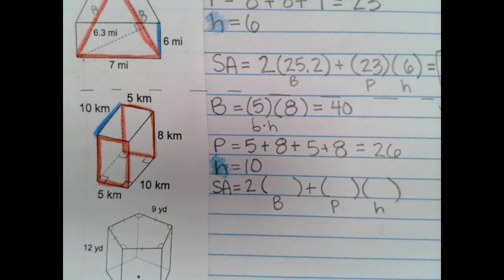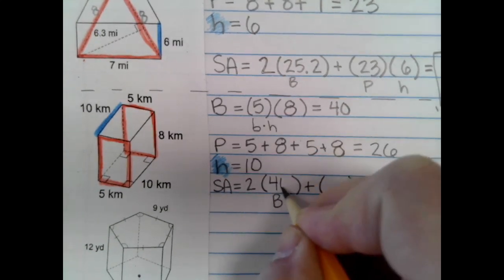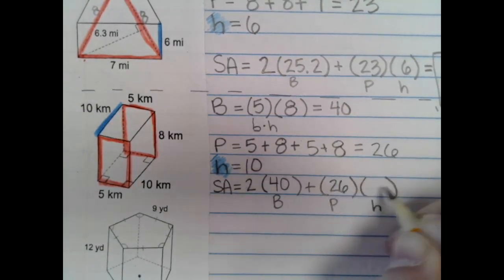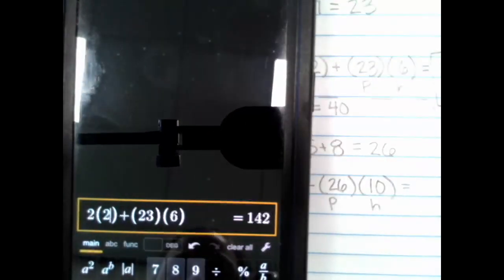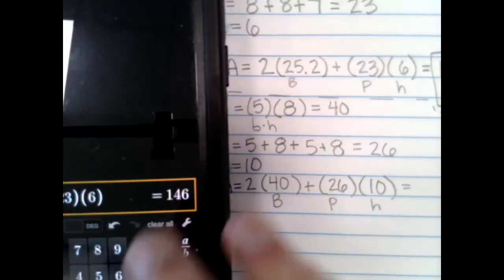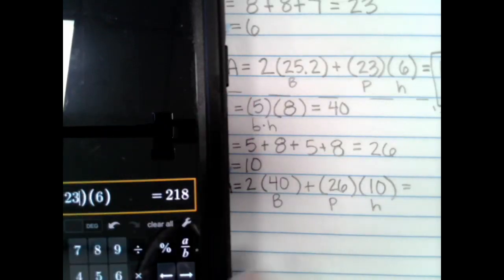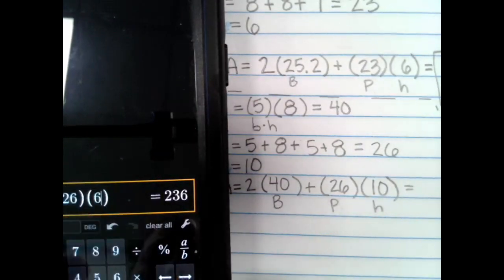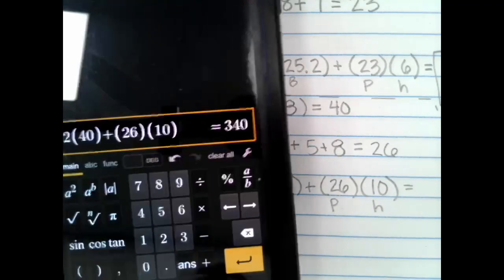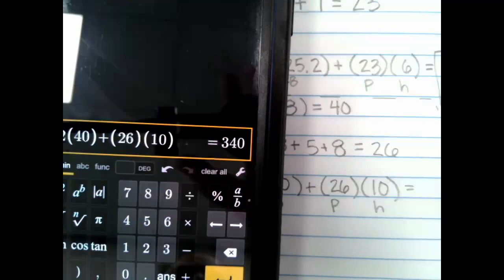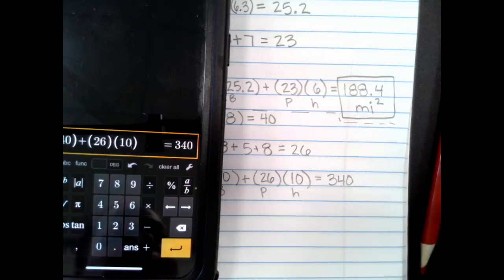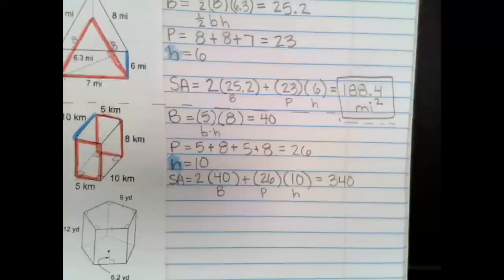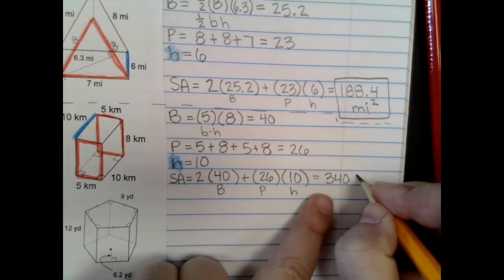All right, so what's our area of the base? 40. Perimeter? 26, and height, 10. Throw that in our calculator. We got 2 times 40 times 26 times 10. Okay, I just put it in and we get 340. And what will our label be for this one? Yep, square kilometers or kilometers, however you say that.